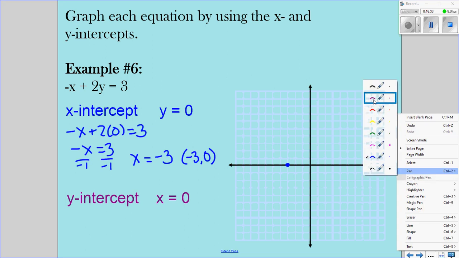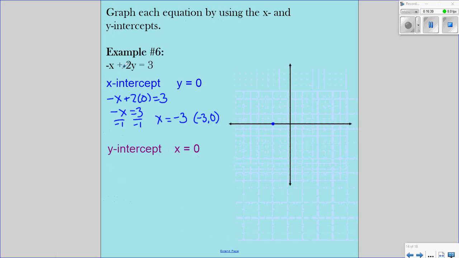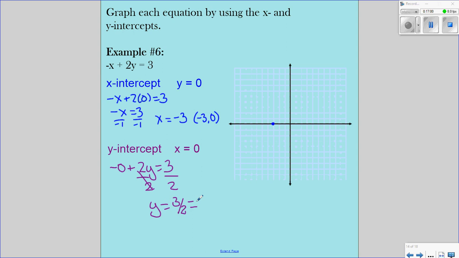Now for my y-intercept, my x has to be 0. Extend this page. I use the same equation, and I'm going to make my x 0. So I'll just write that over here. So x is 0, and then I'm solving for y. This is just 0. Then I'm just going to divide by 2 on both sides. If I do 3 divided by 2, I'm going to get 1.5 as my y-intercept. So I'm going to put 0, 1.5 as my coordinate.